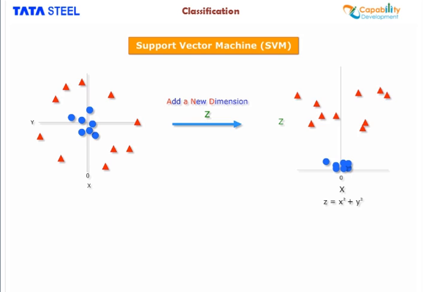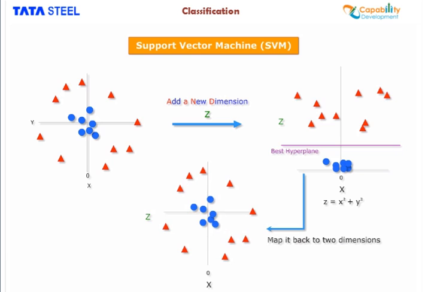What can SVM do with this? SVM draws the best hyperplane. Since this is in 3 dimensions, the hyperplane is a plane parallel to the x-axis at a certain z. Now, map it back to 2 dimensions.